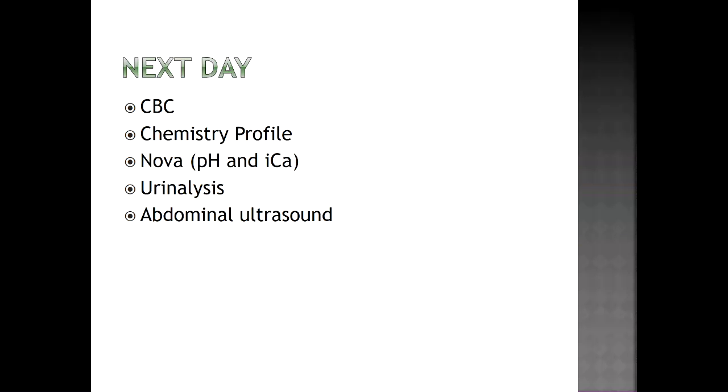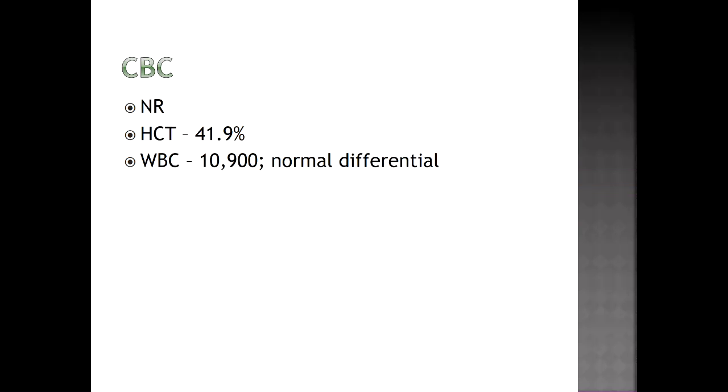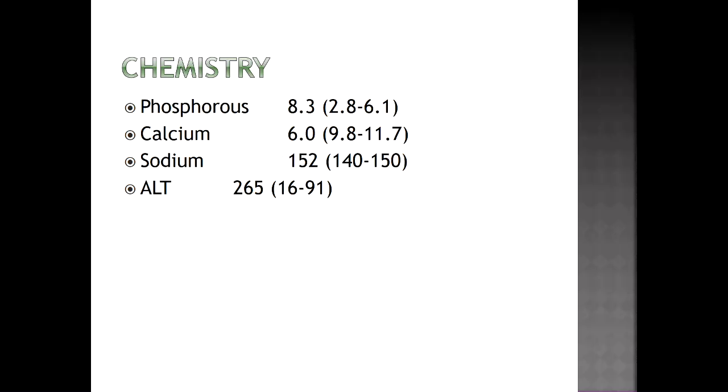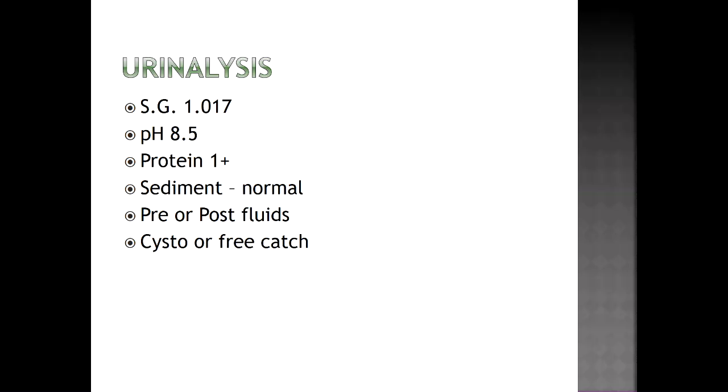So the next day we ran blood work on him, repeated the chemistry, and did a urinalysis and an abdominal ultrasound. His CBC was normal. His hematocrit was 41.9%, so that's fine. His white cells were normal with a normal diff. That's all fine. Phosphorus was 8.3, so that's high. His calcium was 6.0, so that's low. His sodium was 152, which I don't know if that's a big deal or not. And his ALT was slightly elevated, probably because he was dehydrated and hypoperfused, and the ALT likes to go up like that when that happens.